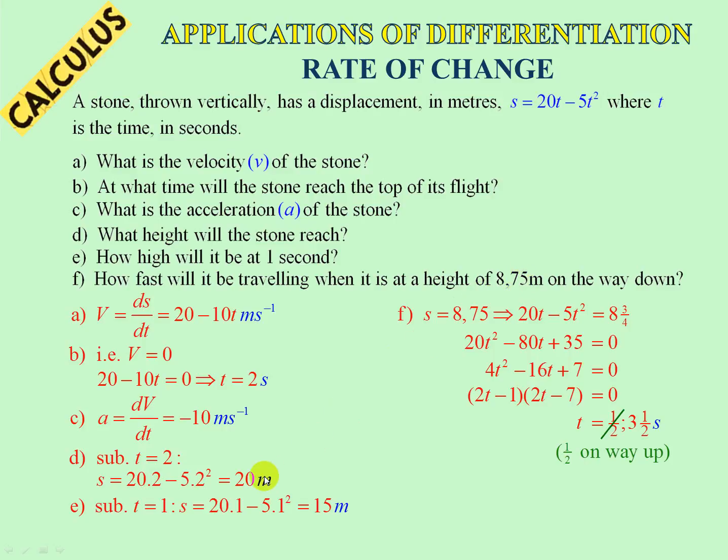The height it will reach is 20 meters, so it goes past 8.75 on the way up, and then on the way down. On the way up it's at half a second, so on the way down it's 3.5 seconds. How fast will it be traveling when it's at that height on the way down? Well, there's the time, so let's substitute time into the velocity. Negative 15 meters per second. So it's 15 meters per second negative because the displacement is reducing at that stage.